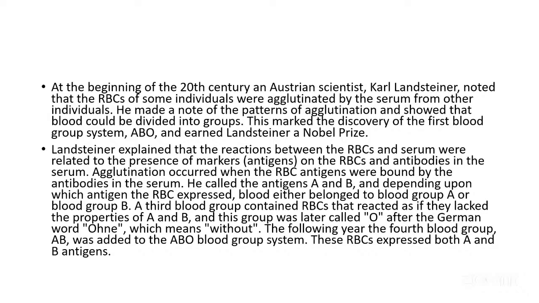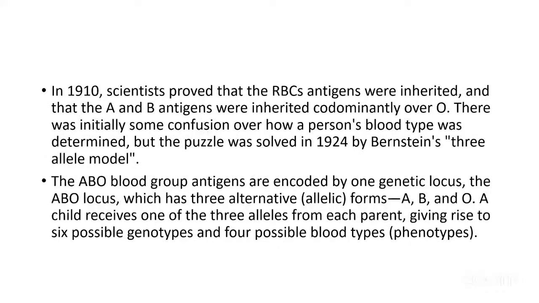The following year, the fourth blood group, AB, was added to the ABO group system. These RBCs express both A and B antigens. These are things that we know, but we need to mention them. In 1910, scientists proved that the RBC's antigens were inherited and that the A and B antigens were inherited co-dominantly over O.